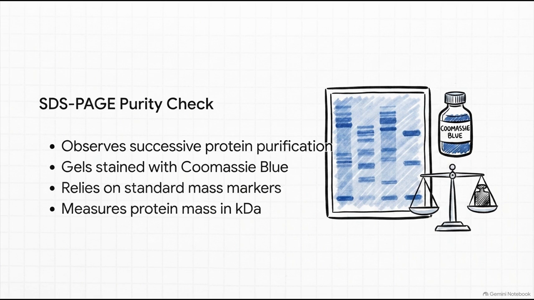After we run the gel, we stain it with a dye called Coomassie blue so we can actually see the protein bands. And here is the really crucial part. We rely on standard markers. These markers act exactly like a ruler, allowing us to compare and measure our purified protein's mass in kilodaltons, or kDa. Samjhe? It's basically a molecular weighing scale.